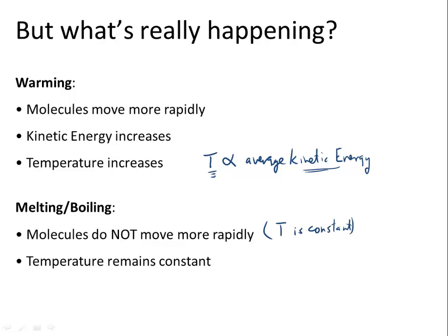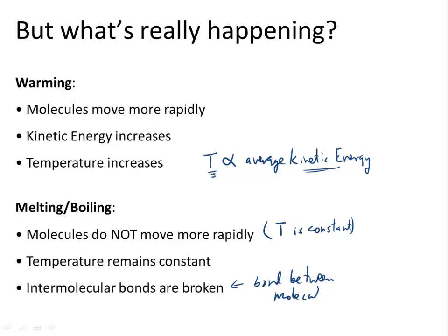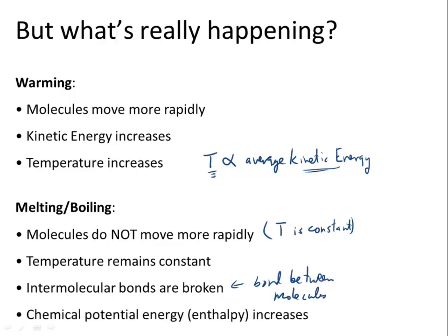And the temperature remains constant, as I just said. What's happening instead is you're breaking bonds between molecules, between one molecule and another. So you're not breaking molecules apart, you're just breaking molecules away from one another. And so the chemical potential energy is increasing. That is, the enthalpy is increasing. And you could do this as an enthalpy diagram, as we did in the last section. So you can put enthalpy here going up, and you can put solid water there and liquid water there. And as you're heating, you're converting the solid to the liquid. That's melting on an enthalpy diagram.